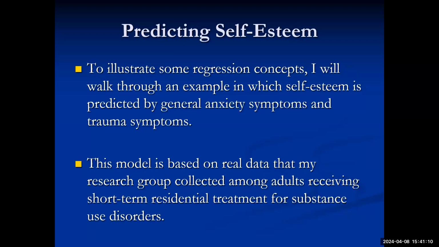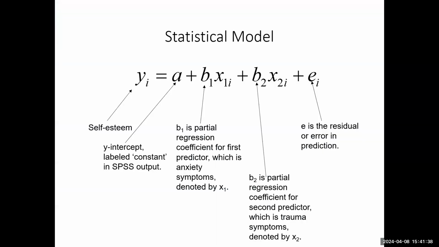So to illustrate some basic concepts, I'm going to walk through an example in which we predict self-esteem from two predictive variables: anxiety symptoms and trauma symptoms. And this model is based on some data that I collected from young adults, or mostly young adults, receiving short-term residential treatment for substance use disorders. So this example is based on some real data that my research group collected a couple of years ago.